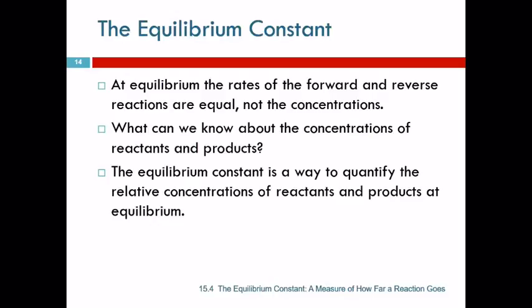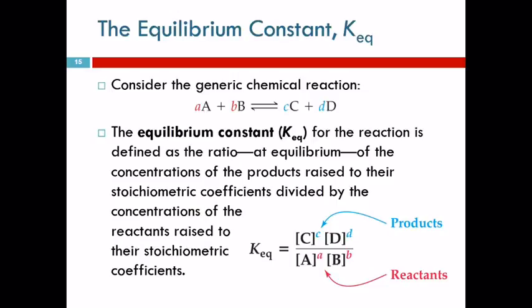How can we know about the concentrations of the reactants and products at equilibrium? We use something called the equilibrium constant to quantify the relative concentrations at equilibrium. So the equilibrium constant is given the symbol capital K with a subscript EQ for equilibrium. Let's look at a generic chemical reaction. A plus B is in equilibrium with C and D.